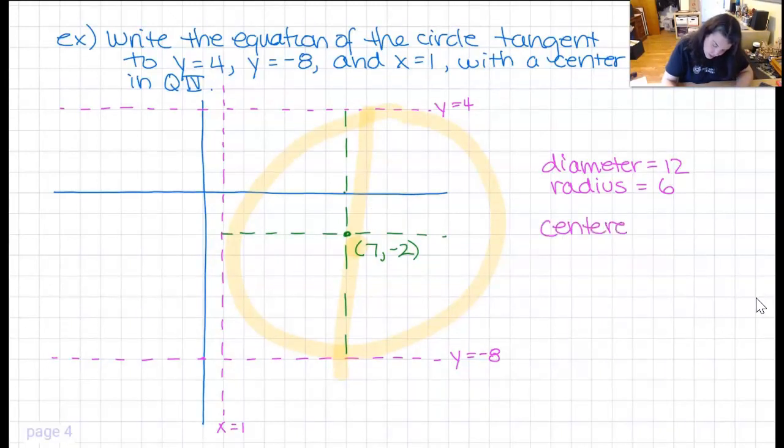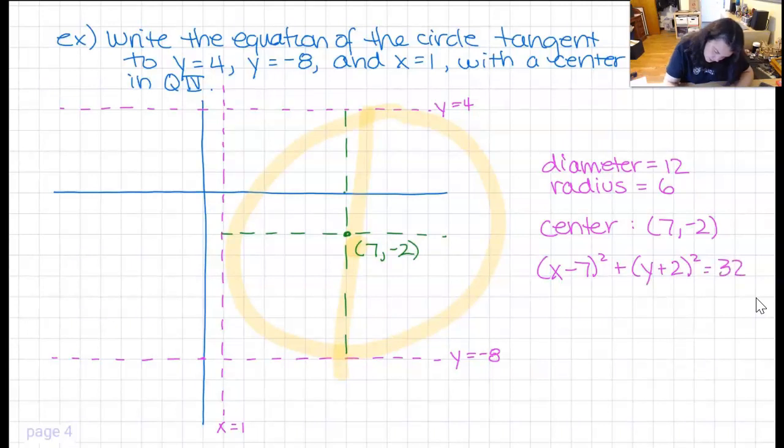And we're ready to write the equation of the circle. Yay. So again, (x minus h) squared plus (y minus k) squared equals r squared. Whoops. Ooh. And there's the equation.